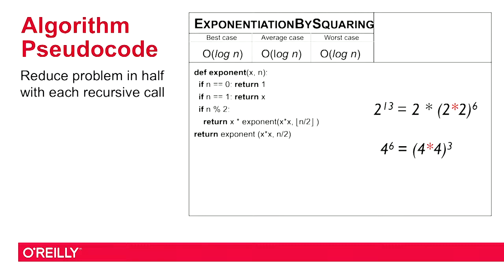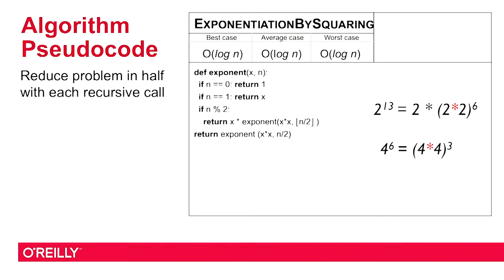In this spec sheet, the best, average, and worst case are all log n because it doesn't matter what exponent you're trying to raise it to. I can apply this repeatedly. There are two base cases that you would need in any recursion. Here, if I'm raising x to the 0th power, I know that it's 1. And if I'm raising x to the 1st power, I know that it's x, so I can stop at that point. Otherwise, I have two cases to consider.